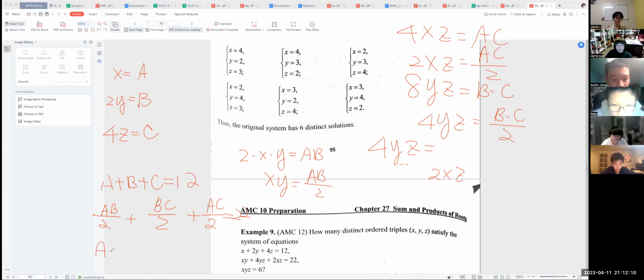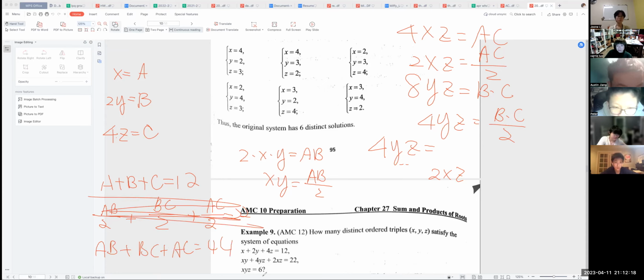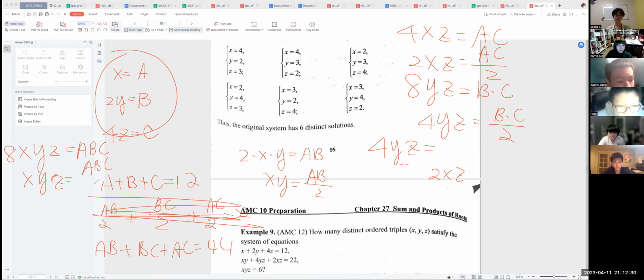Now who can tell me ab plus bc plus ac equals what? 44. Very good. And xyz equals 6, so I only have these. We multiply them together, 8xyz equals a times b times c. So xyz equals abc over 8. So we have abc over 8 equals 6. Who can tell me abc equals what? 48. So immediately I transform it into the earlier question, exactly the same.